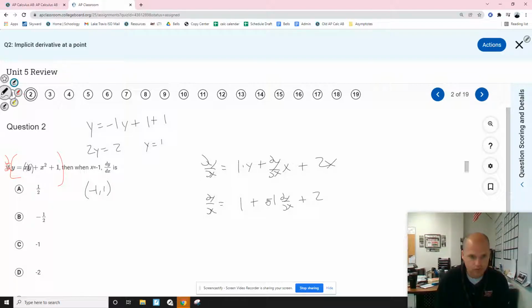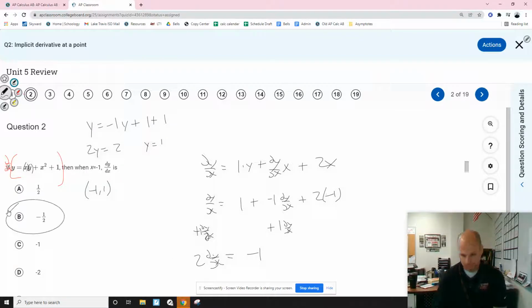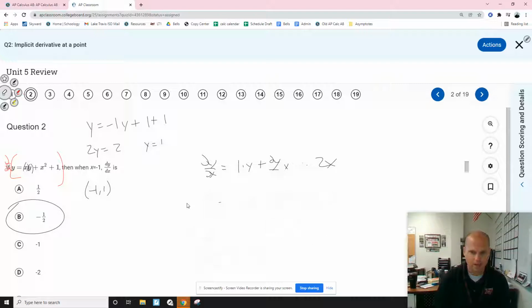So if you add 1 dy dx to both sides, you'd have 2 dy dx's. So I have 2 dy dx's equal 1 plus -2, that's -1. I'm going to divide by 2, I get -1/2. That's one way to get that. The other way would be to go ahead and isolate the dy dx.